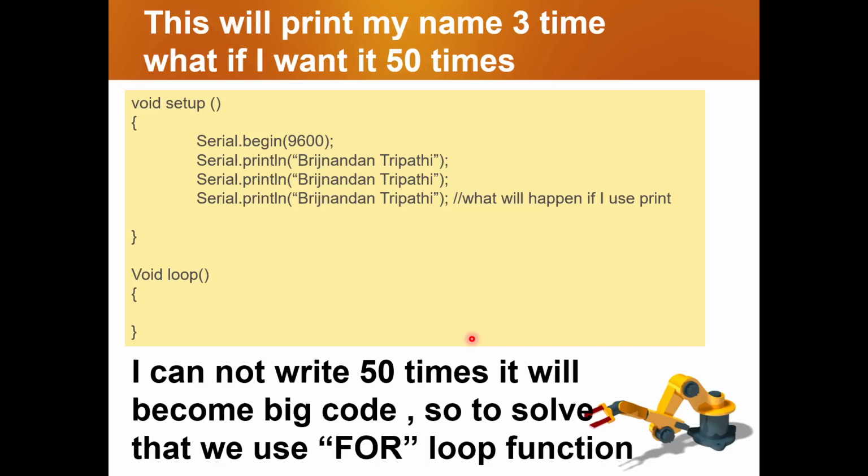So the first line of code is Serial.begin(9600). That means a communication is to be established between the user and the system. Second line, third line, and fourth line, all three lines are telling me to print this name three times. And you see this double slash. What will happen if I use print? This double slash is a method of writing a comment.